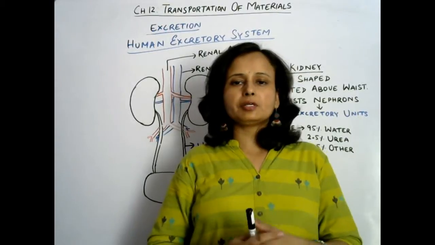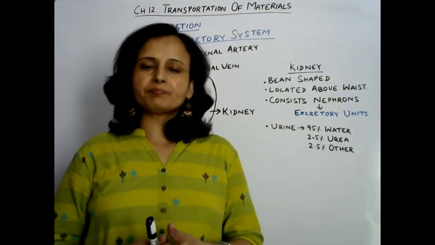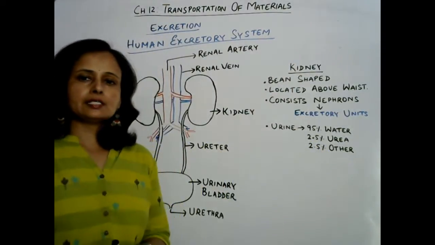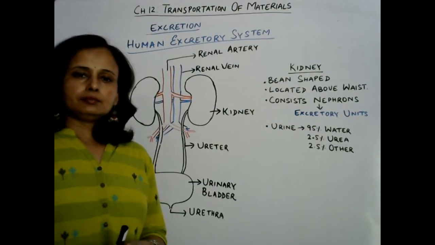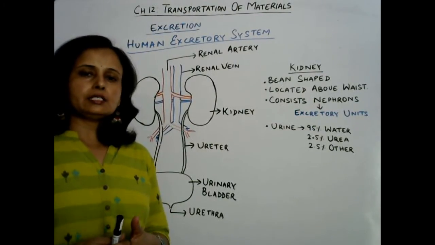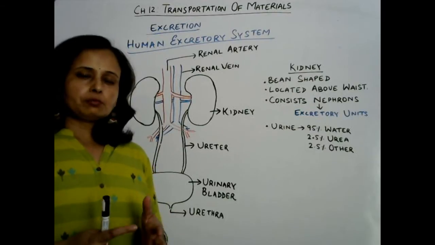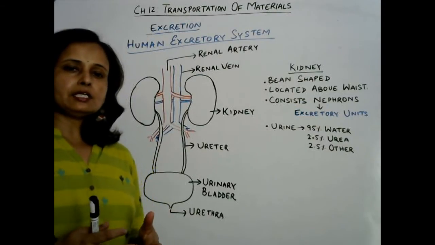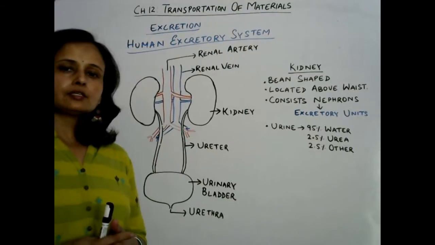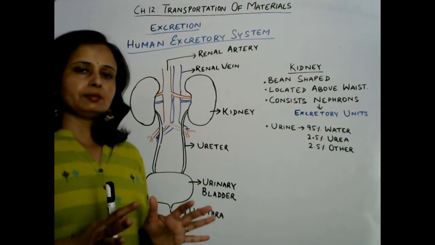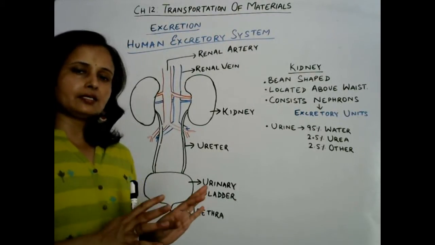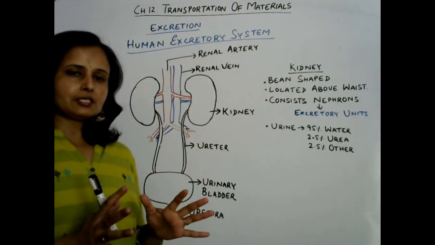So kidneys are the main organ of the human excretory system, and the shape of a kidney is like a bean. You must have seen kidney beans, rajma. The shape of the kidney is just like kidney beans, rajma. That is why we call rajma kidney beans, because its shape is like a kidney.